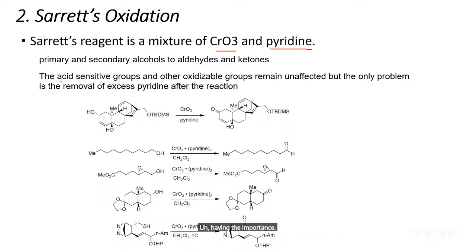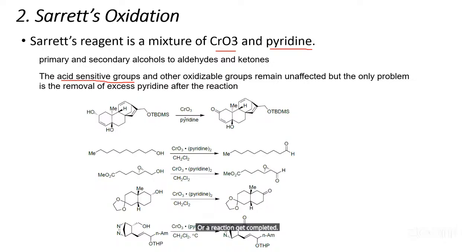It is an acid sensitive reagent, and as it is acid sensitive, the other oxidizable groups do not change. They remain unaffected. So this gives an easy oxidation of less oxidizable groups also. But there is a disadvantage, that is, the removal of this reagent requires an excess amount of pyridine after the reaction is over or the reaction gets completed.